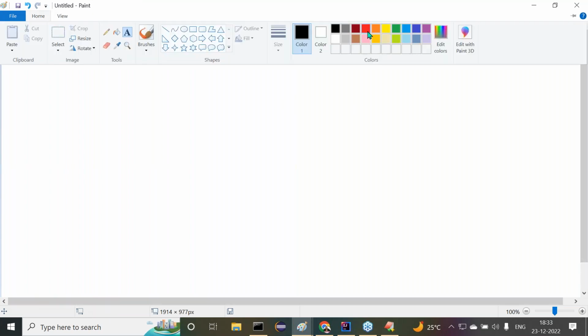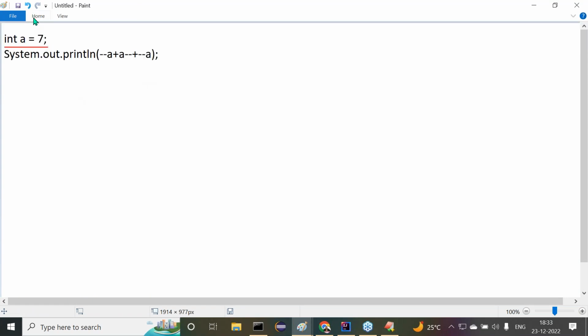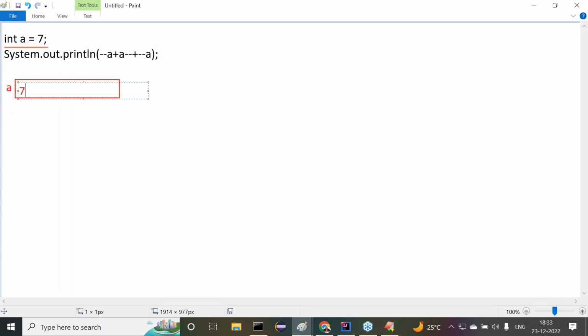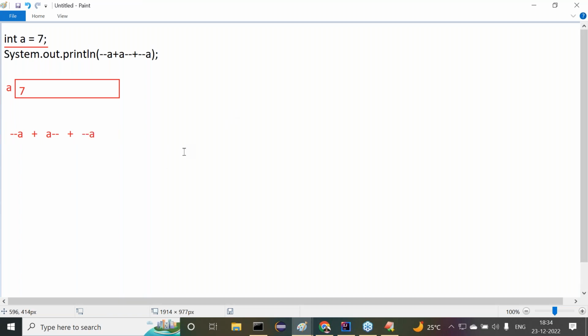Now, when the JVM encounters int a = 7, immediately the a variable will have 4 bytes of memory allocated. Now what is the expression? The a value is 7 here. The expression is --a + a-- + --a.